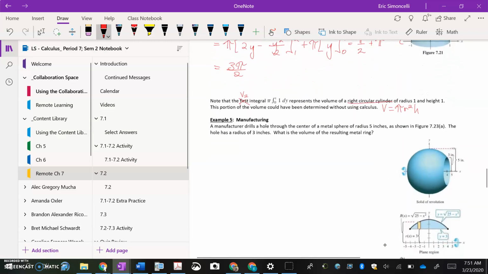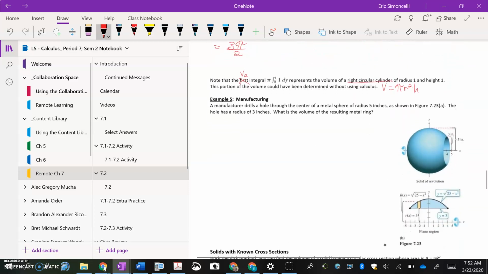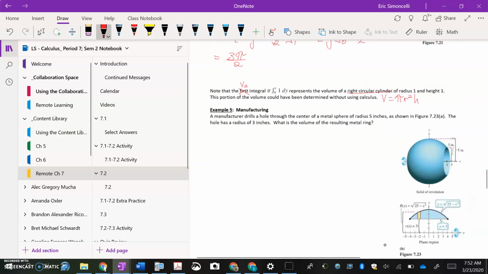Example 5. So this particular problem is going to require a little bit more analysis, wherein we will break down using a little bit of a different equation. I'll explain. Manufacturing. A manufacturer drills a hole through the center of a metal sphere of radius 5 inches, as shown in figure 7.23a. The hole has a radius of 3 inches. What is the volume of the resulting metal ring?